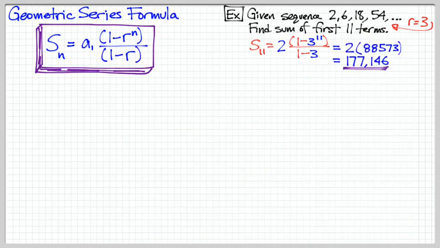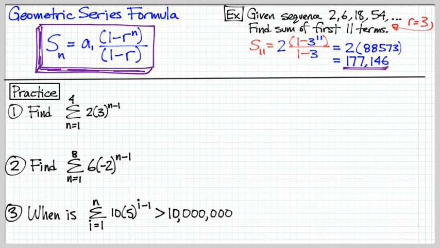So if we work out the math here, we get 2 times, I put this into a calculator, and I get 88,573, and I multiply that times 2, and I get 177,146. So you could try out these next 3 problems. That's the lesson for today.